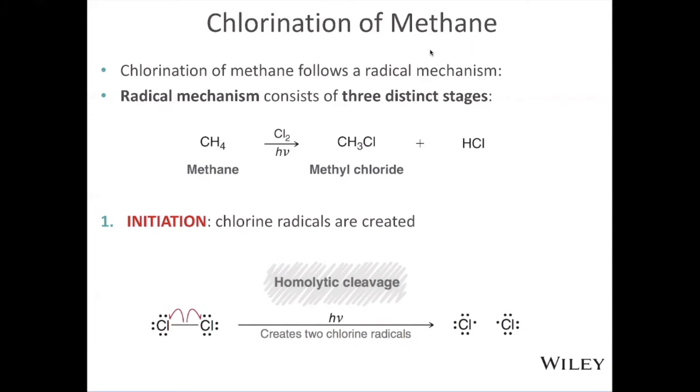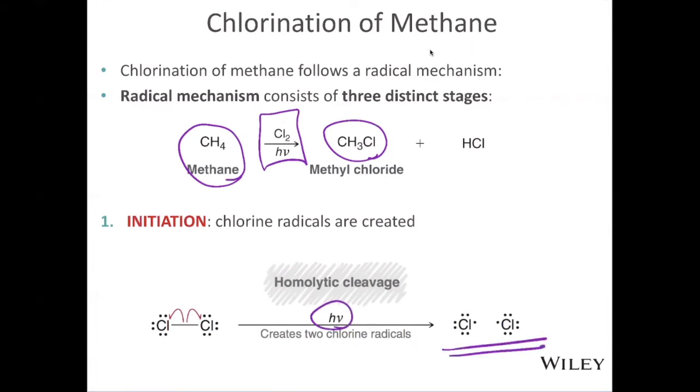If we show now an example, the chlorination of methane, and we walk through our initiation, propagation, and termination steps, we can see if we have methane and we react it with Cl2 in UV light, we can add a chlorine to our methane. So in the initiation step, we have homolytic cleavage. We need UV light, and we make 2 chlorine radicals.